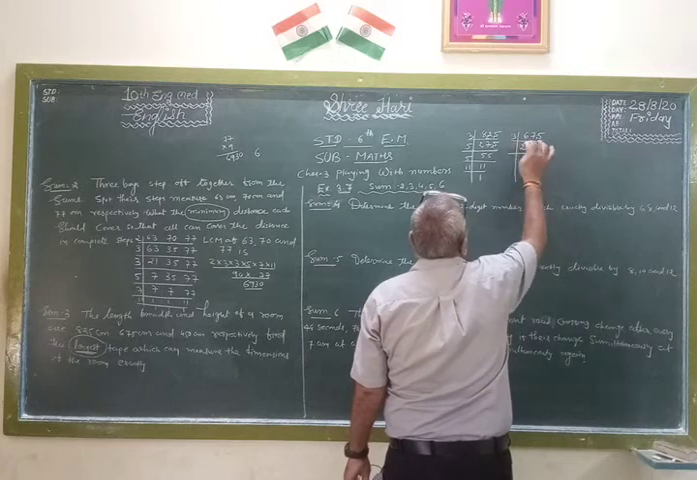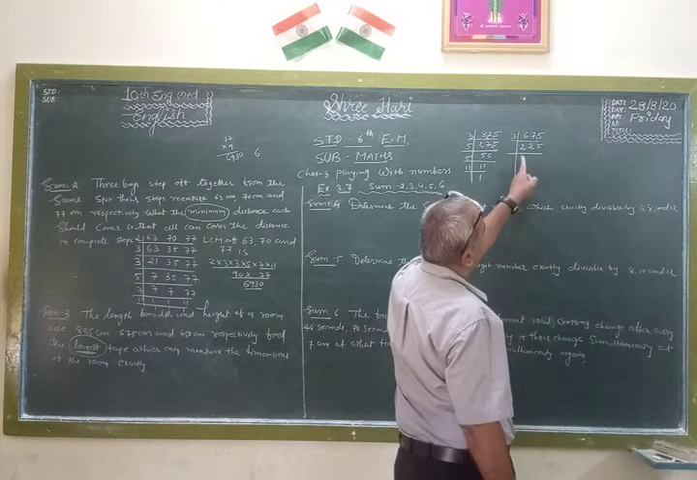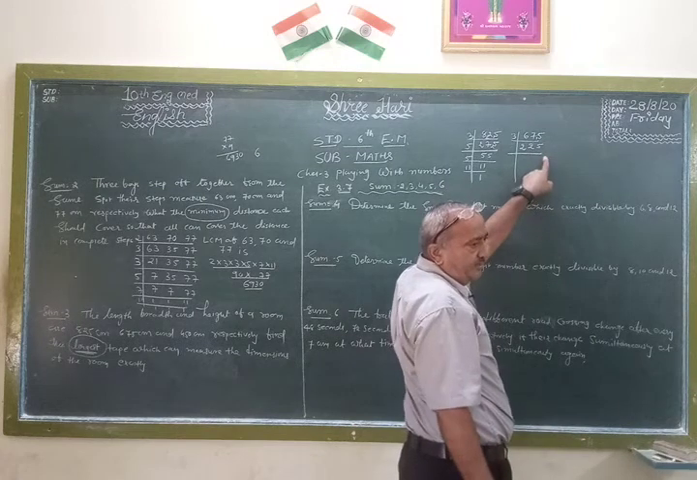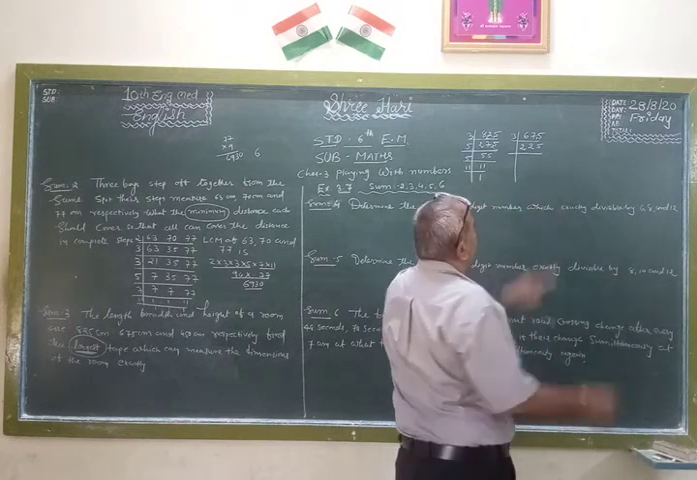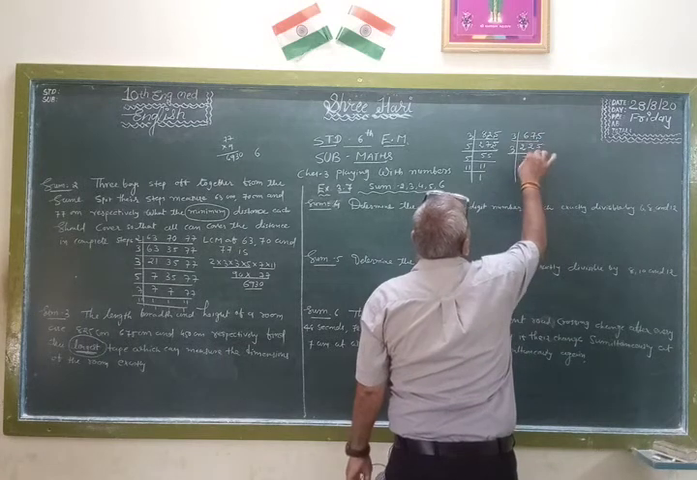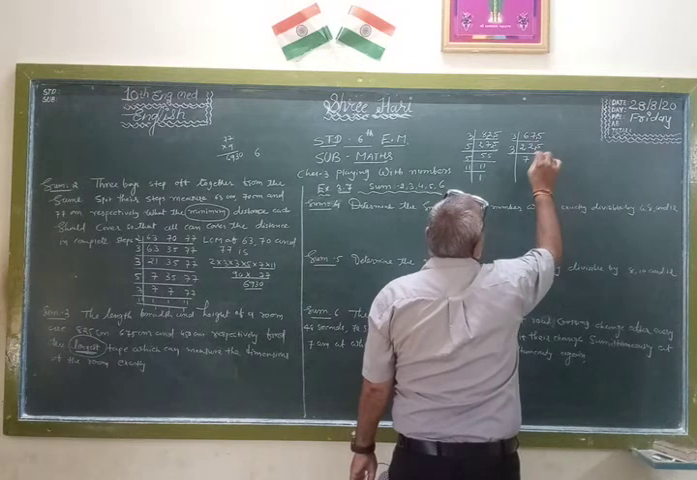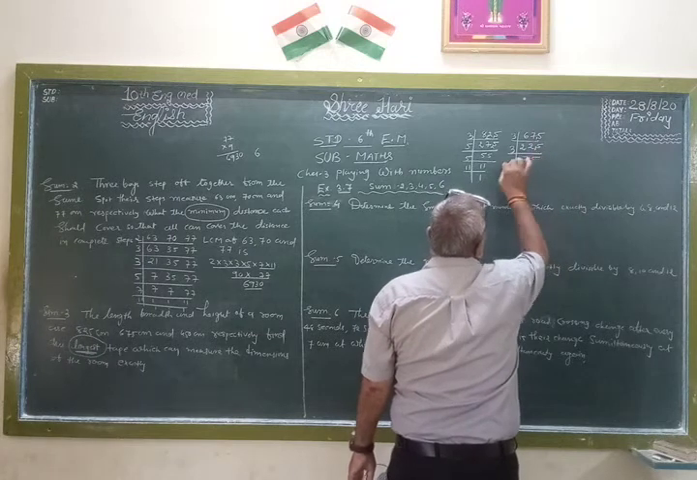Now check again. We can divide by 3. So 2 plus 2 is 4, plus 5 is 9. 9 can be divided by 3, so this whole number can also be divided by 3. Now 3 sevens are 21. From 22, 21 minus 1 remains. Put here 3 fives are 15.